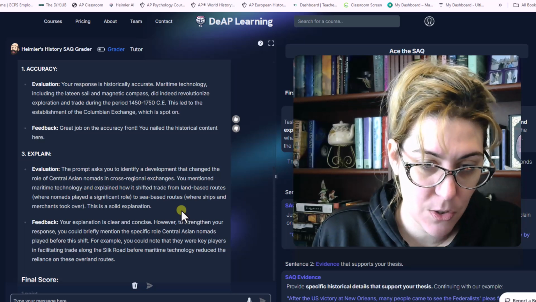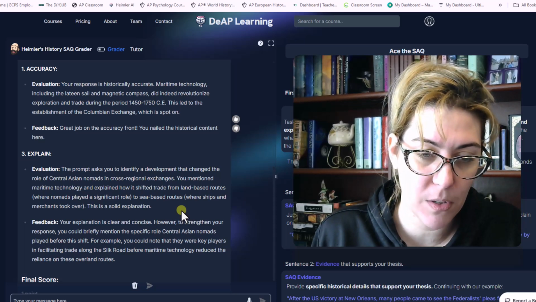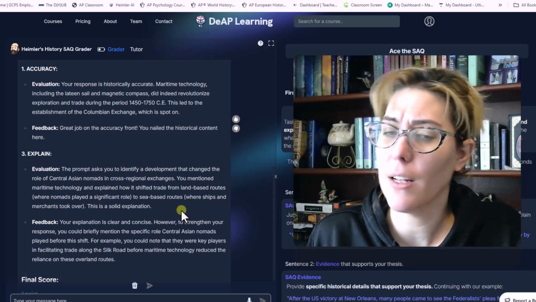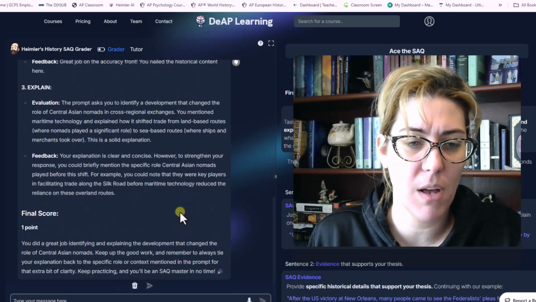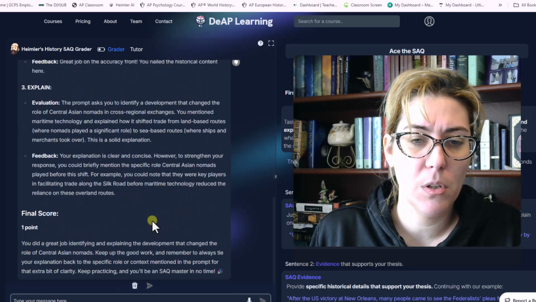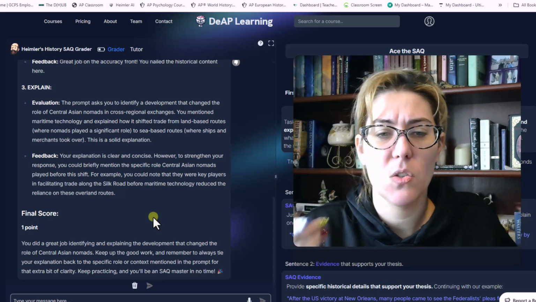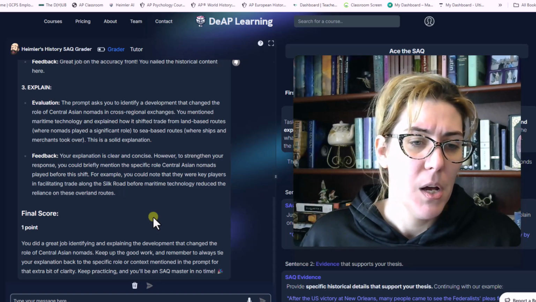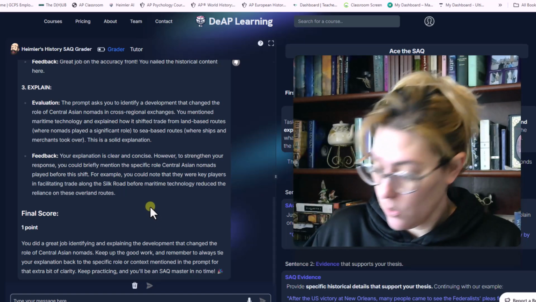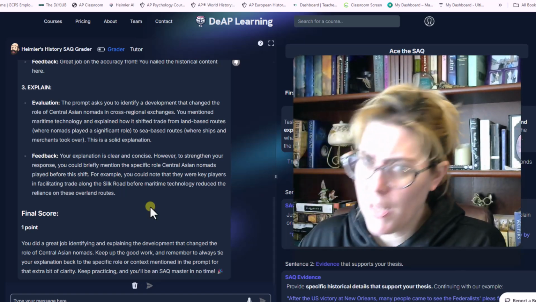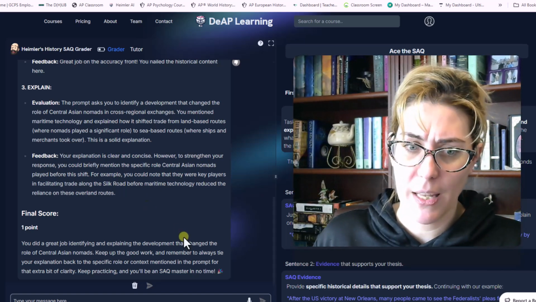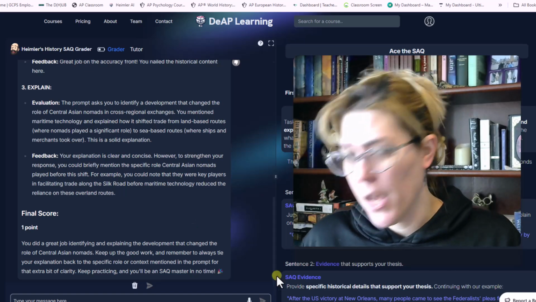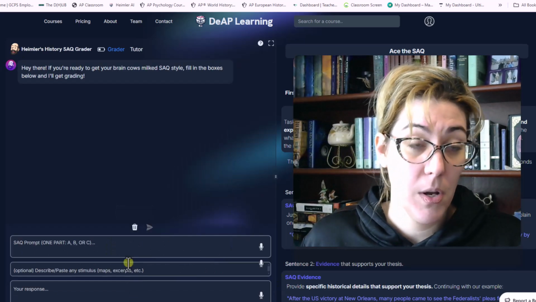Clear and concise. To strengthen, you could briefly mention the specific role nomads played. Why? That's said in this source. I don't think I need to do that. For example, you could note that they were... again, that's said in the source. I don't need to say that. That's wasting time. Okay, but I did get the point. Sweet. Make your answers efficient. Don't overcomplicate it like this AI is trying to tell you to do, okay? Point C. Okay, cool.